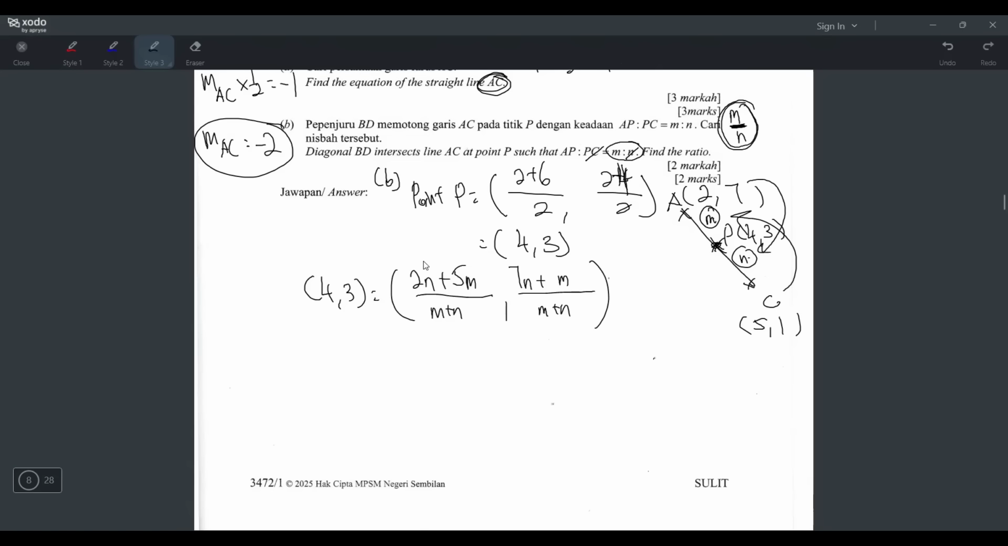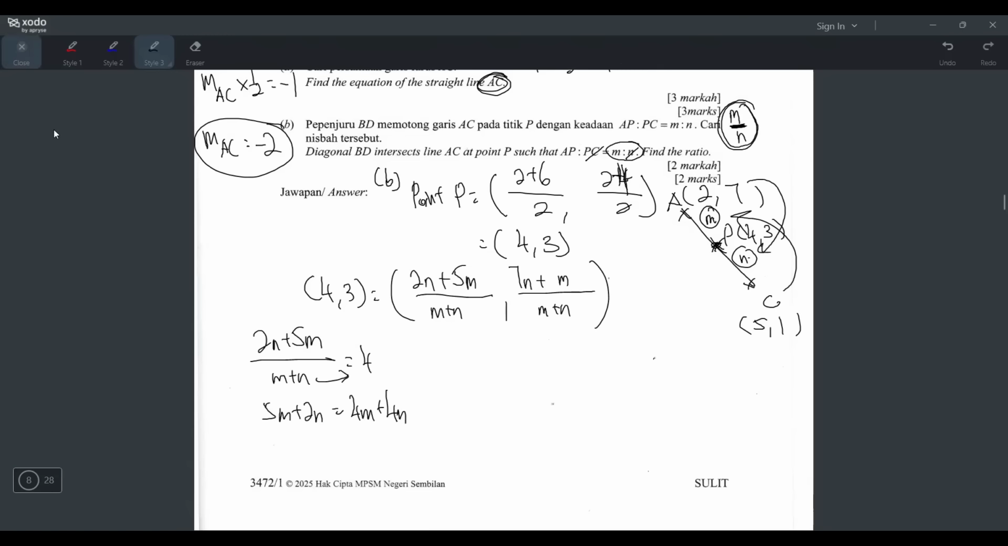Okay, when you compare, you can compare X with X or Y with Y. But I'm sure both will give you the same answer, so it doesn't matter. So I'll just do X equals X. So 2N plus 5N over N plus N equals to 4. Right? So remember, this is what I want, M over N. So how do we change this into M over N? Alright, first remove the fraction. 4 times M is 4M plus 4N. And then here is 5M plus 2N.